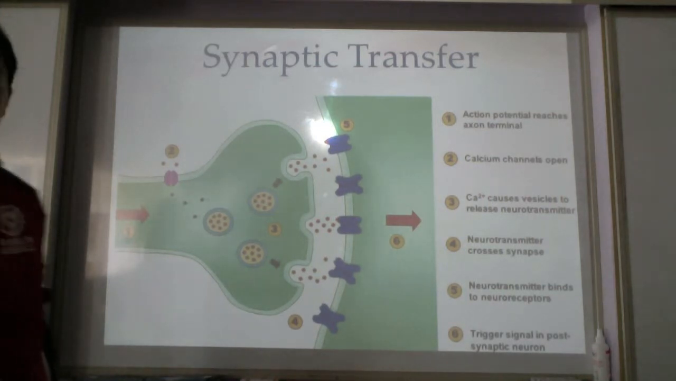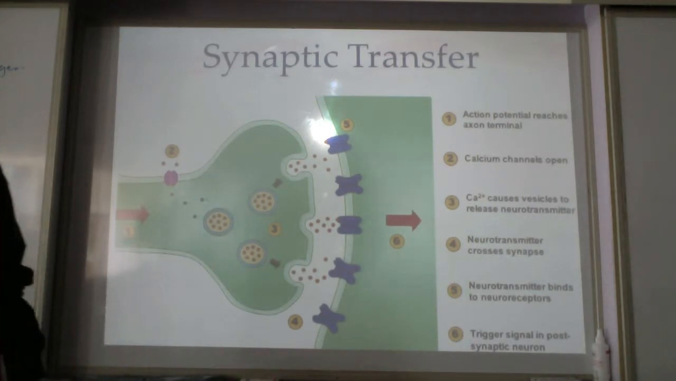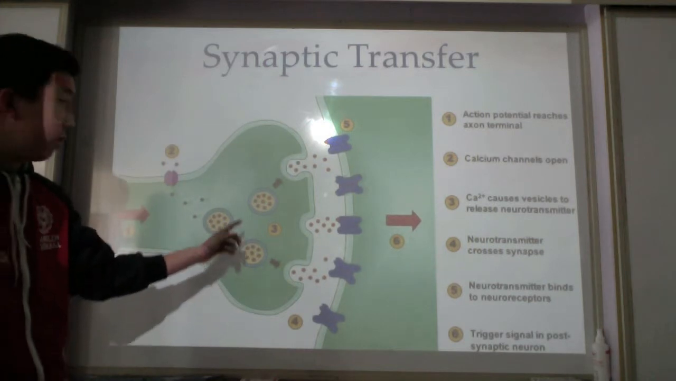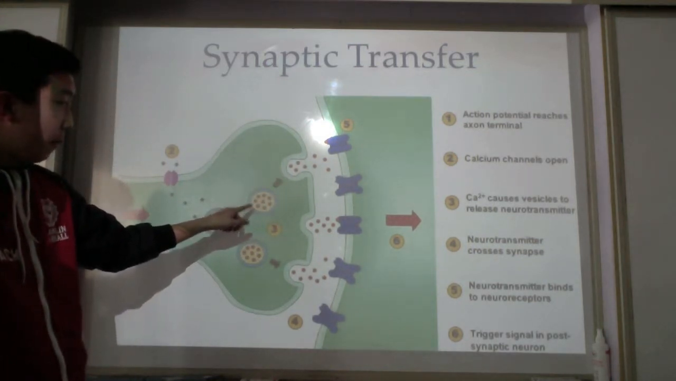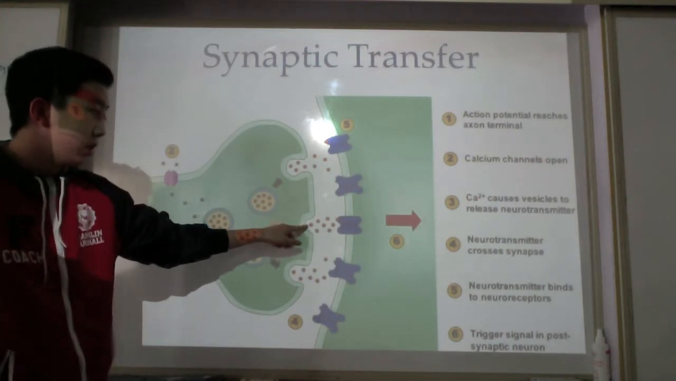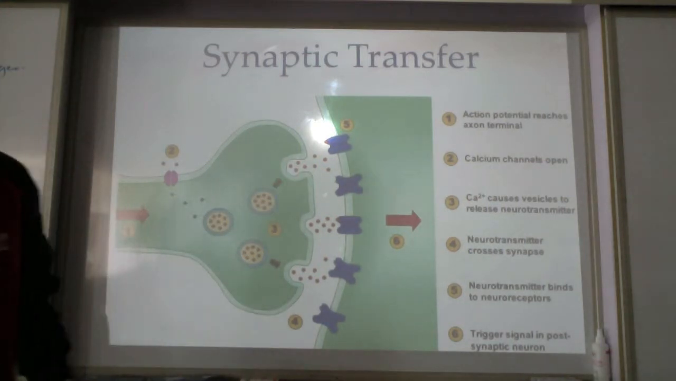Each vesicle can contain around 1,000 neurotransmitters. So the neurotransmitters are then released from the axon terminal through exocytosis. So the membranes open up and the neurotransmitters are in the synapse.